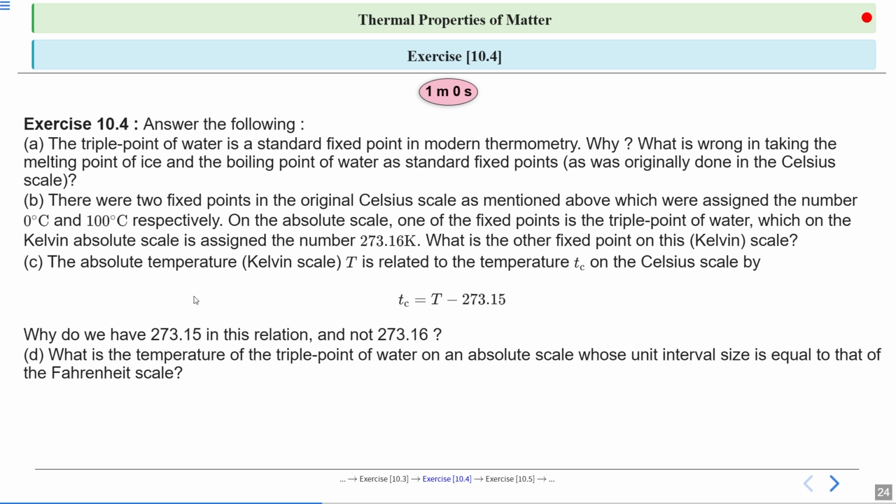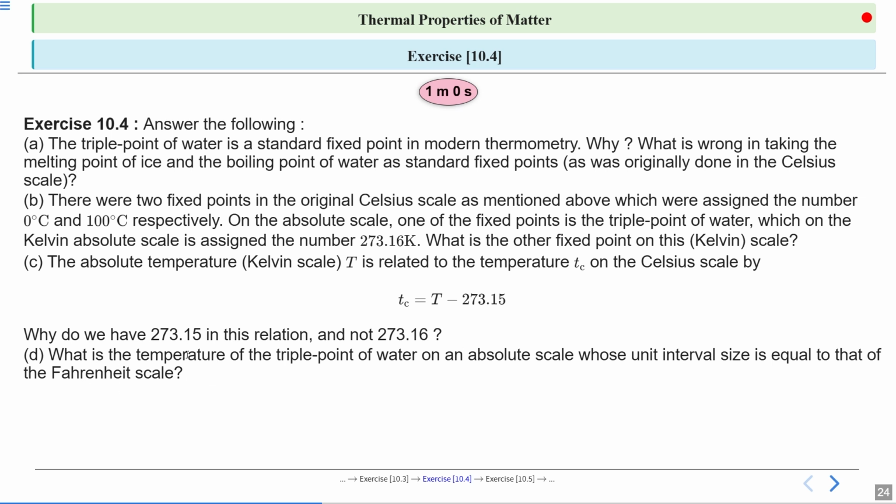And third one, the absolute temperature T is related to the temperature Tc on the Celsius scale by Tc is equal to T minus 273.15. Why do we have 273.15 in this relation and not 273.16? And D, what is the temperature of the triple point of water on the absolute scale whose unit interval size is equal to that of the Fahrenheit scale?